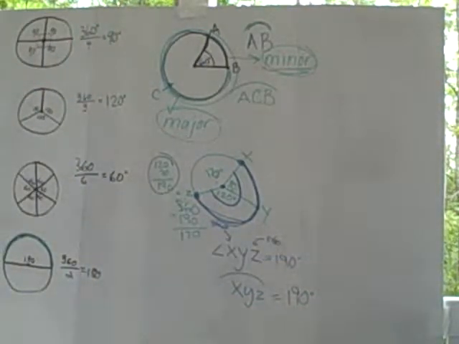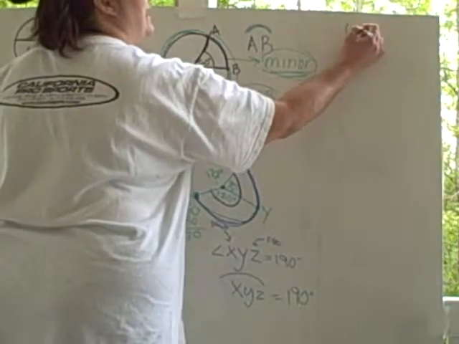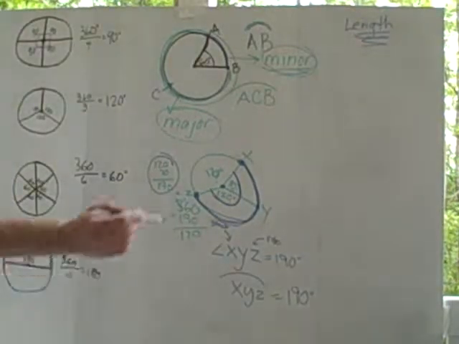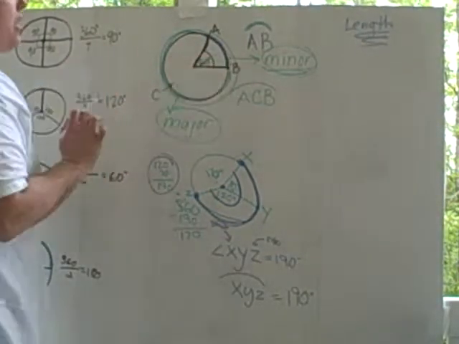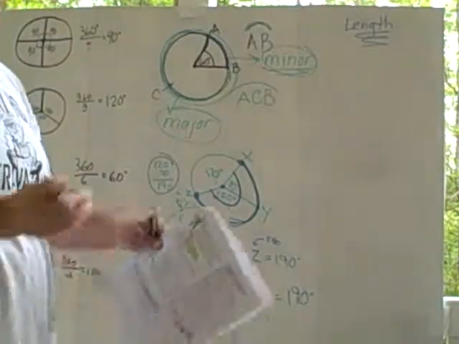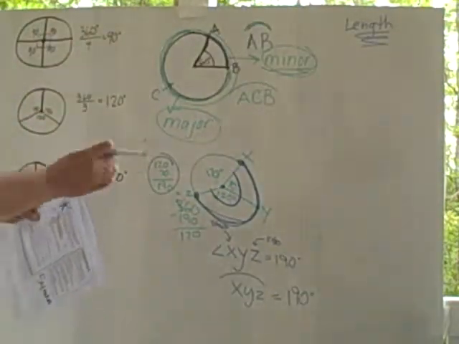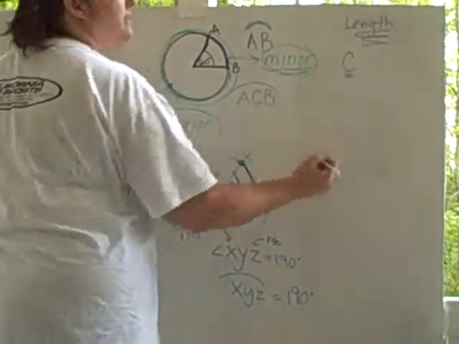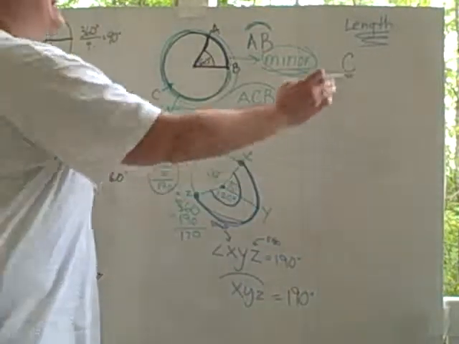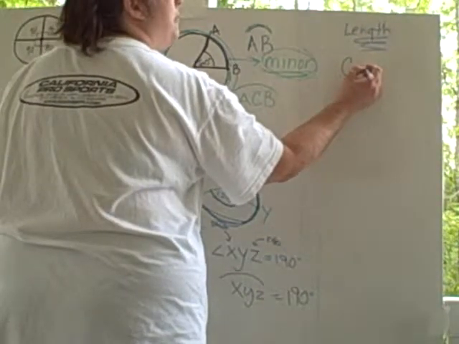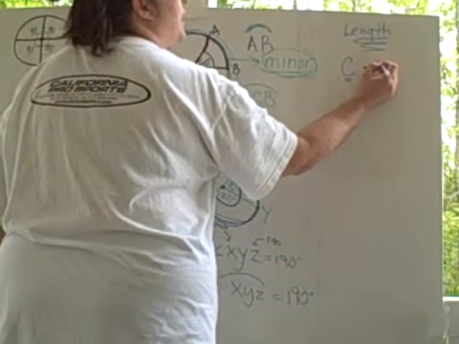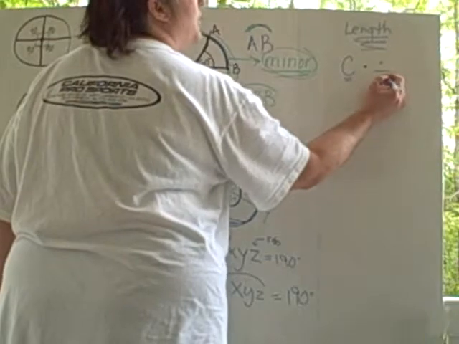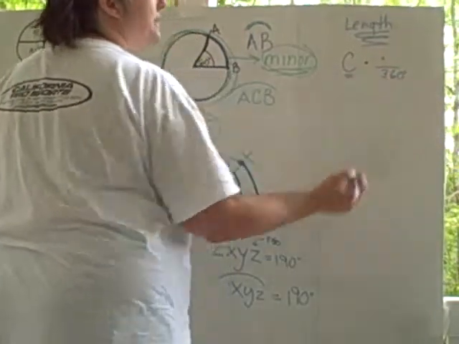The last thing we're going to do is find the length of the arc. If I'm finding the length of the arc, then I want to know how long that part of the circle is. If I'm talking about how long that part of the circle is, then I'm dealing with the circumference of the circle. So I take the circumference of the circle and I multiply it by the degree of the central angle. And I put that degree over 360 degrees.